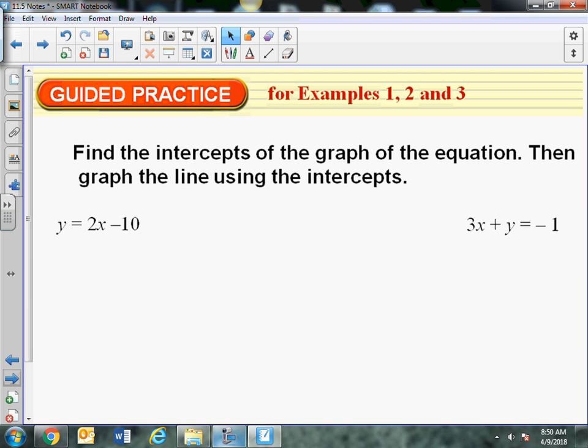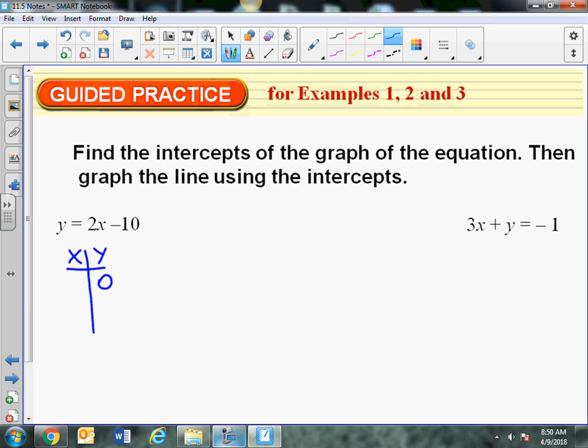Okay, so it says find the intercepts of the graph of the equation, then graph a line using the intercepts. This is essentially what most of your problems would be like in your homework. One of the easiest ways to do it is just to make an XY coordinate plane. You might have to do a little more math on the side if you're not feeling quite comfortable, but some of you will probably be able to do this in your head. So if I plug a 0, this here would be the x-intercept, this here would be the y-intercept, all right?